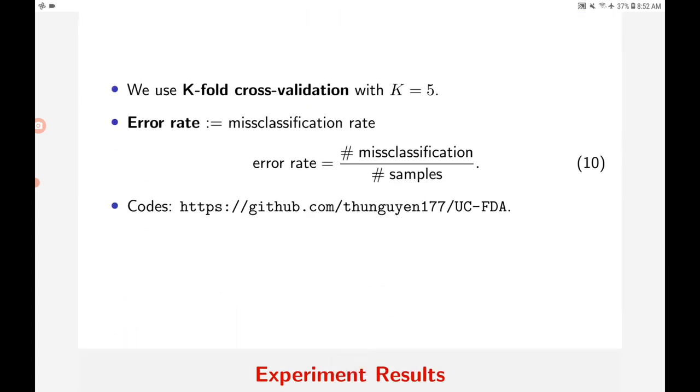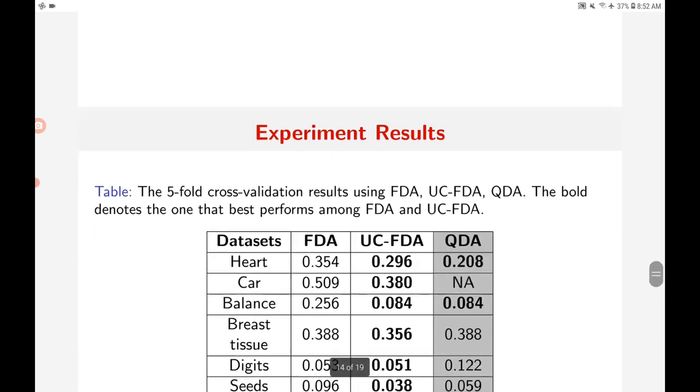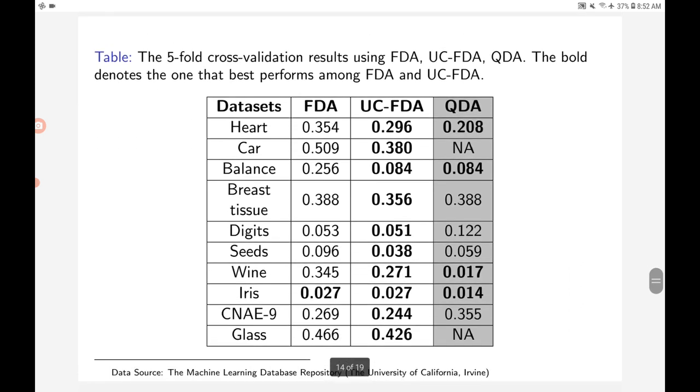So for evaluation, we use k-fold cross-validation with k equal to 5, and the error rate is basically the misclassification rate, and our code is posted on the following repository. The experiment results are shown in this table. This is the 5-fold cross-validation results using Fisher discriminant analysis, then unequal covariance aware Fisher discriminant analysis, which is the second column, and the last column is quadratic discriminant analysis.